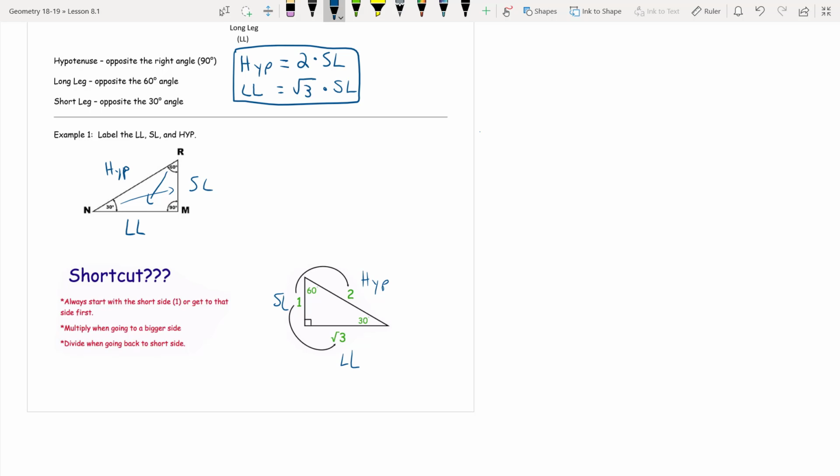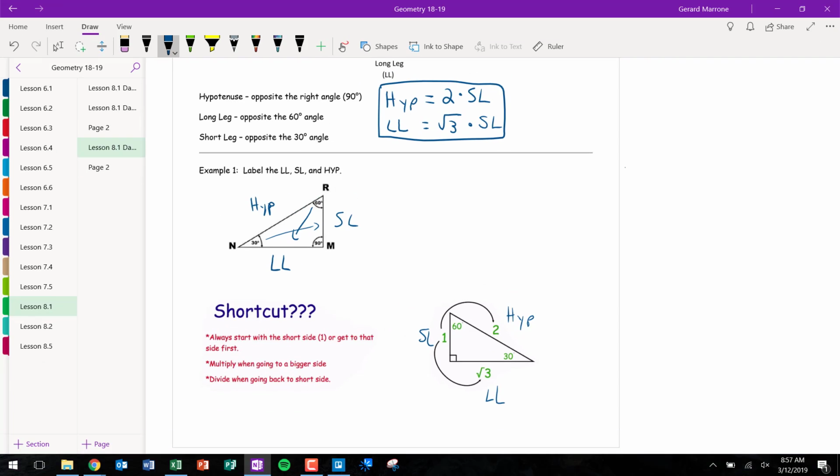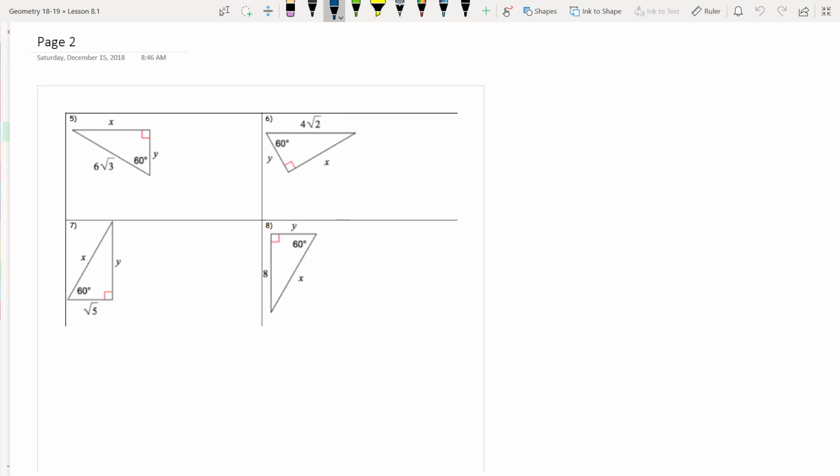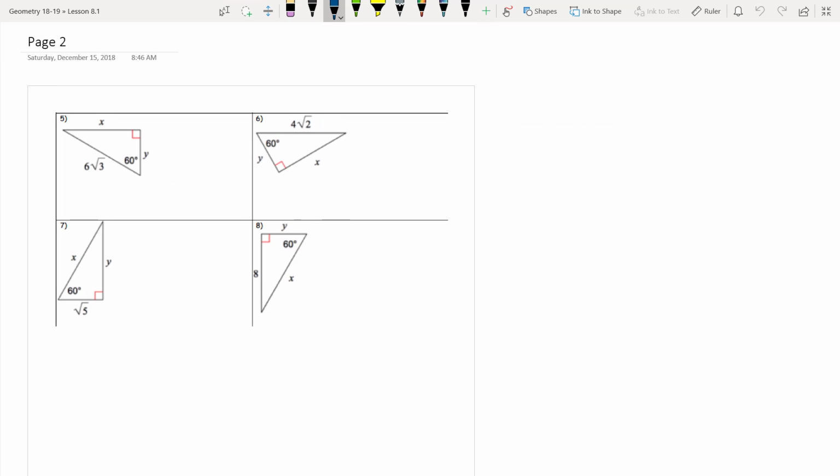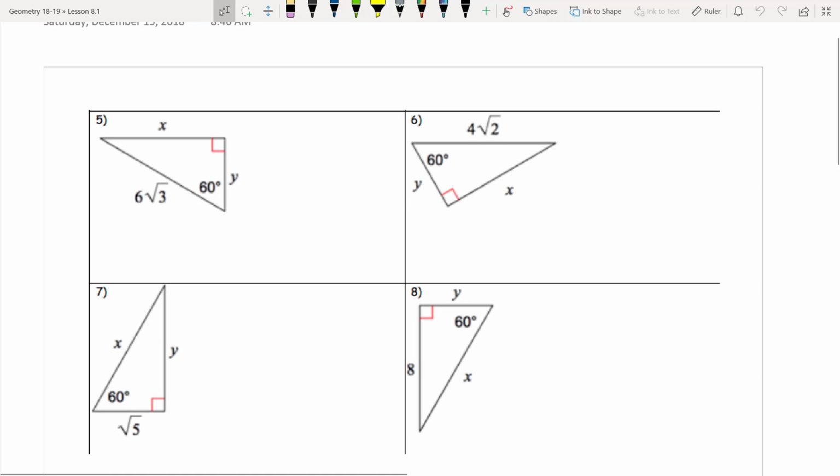Anytime you're going from a smaller side to a bigger side, so short leg up to either of these, you multiply. Anytime you're coming back from a larger one down to the short leg, you're going to divide. So just keep that in mind as you work through it. Now, let's take a look at some examples just so we can get some practice with each of these. So in this first one, the first thing you should do is label. So I'm going to label my short leg, my long leg, and my hypotenuse.